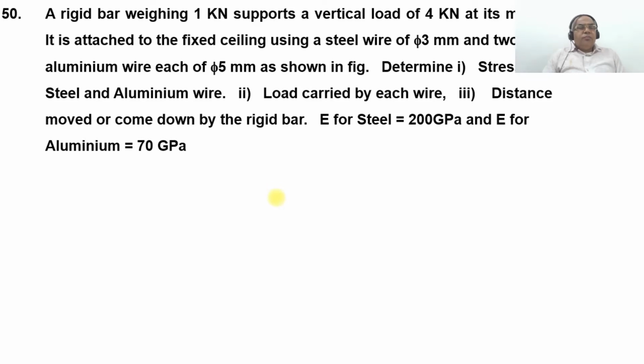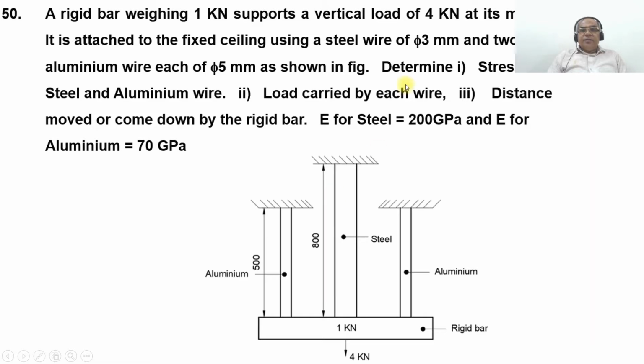Now, we're going to take up one more problem, problem number 50. It reads: a rigid bar weighing 1 kilonewton supports a vertical load of 4 kilonewton at its midpoint. It is attached to the fixed ceiling using a steel wire of diameter 3 mm and two aluminum wires, each of 5 mm, as shown in the figure.